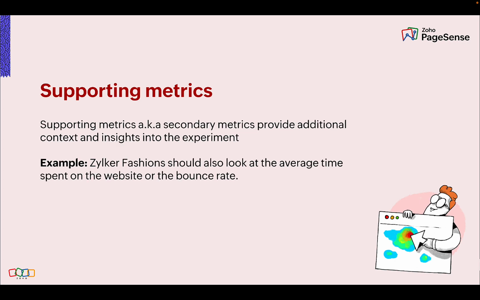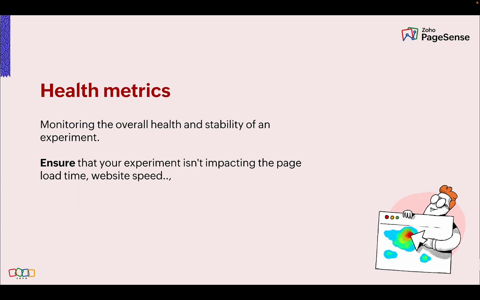Supporting metrics, aka secondary metrics, are basically like sidekicks in an A/B test. They may not be the main heroes, but they provide crucial context and insights that help you to understand the bigger picture and can also help you with the hypothesis. So let's use the same example from the previous metric. The primary metric there was conversions, whereas the supporting metric would be things like the average time visitors spent on the website or the bounce rate. Also, you can have only one primary metric in an A/B test experiment, but you can have several supporting metrics.